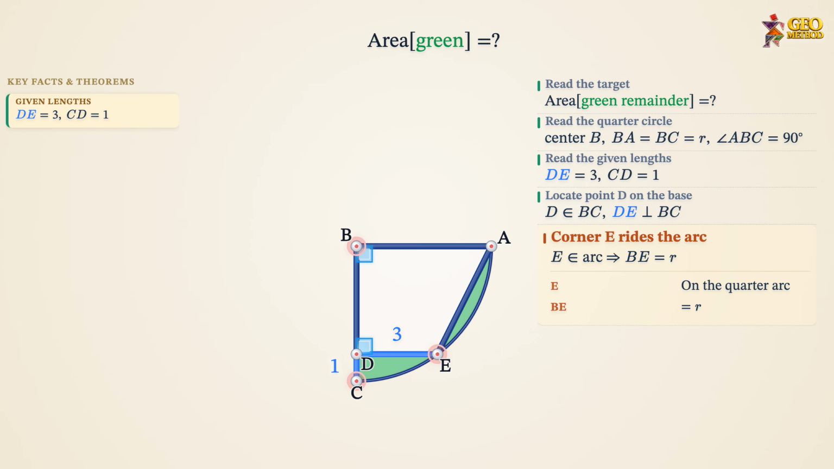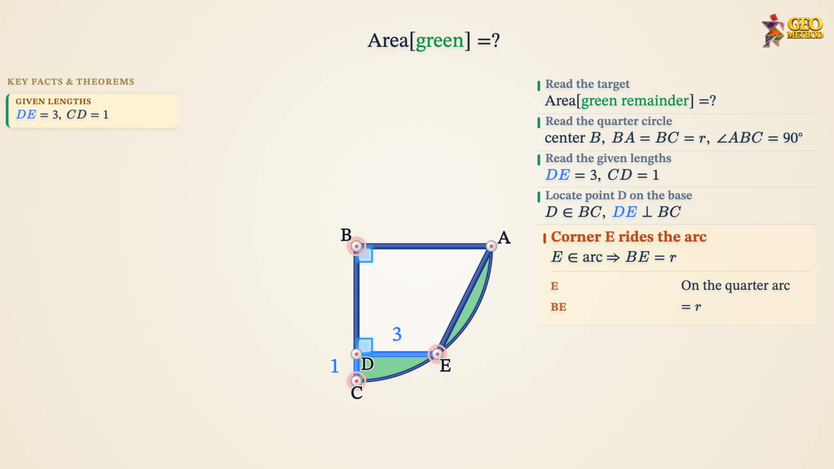Here is the key observation. The corner E is not floating inside. It lies right on the circular arc. Every point on the arc is exactly one radius from the center, so the distance from B to E must also equal the radius R. That hands us a second radius to lean on.